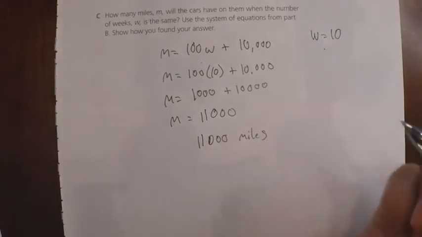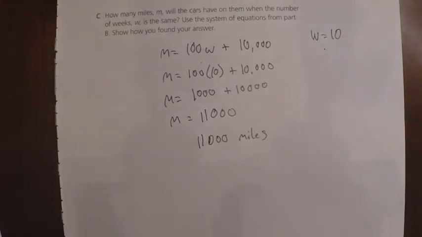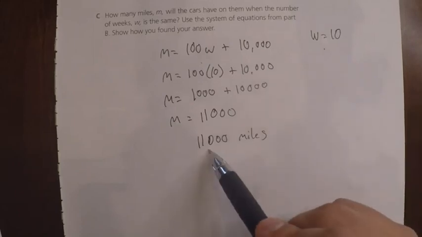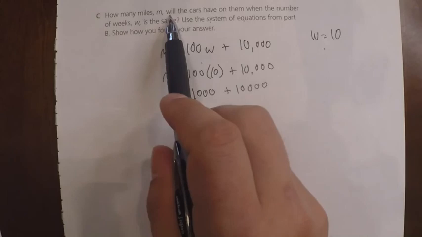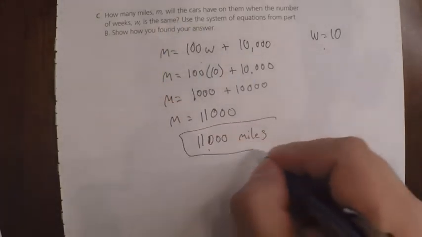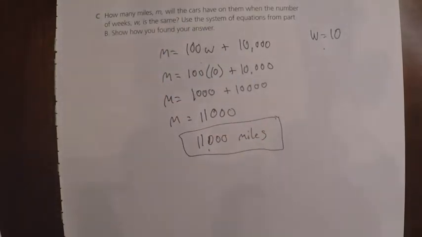miles. So we were able to use our W to solve for our other variable, which was M, and then we have to make sense of our answer, right? It says how many miles will the cars have on them? They will have 11,000 miles on them.